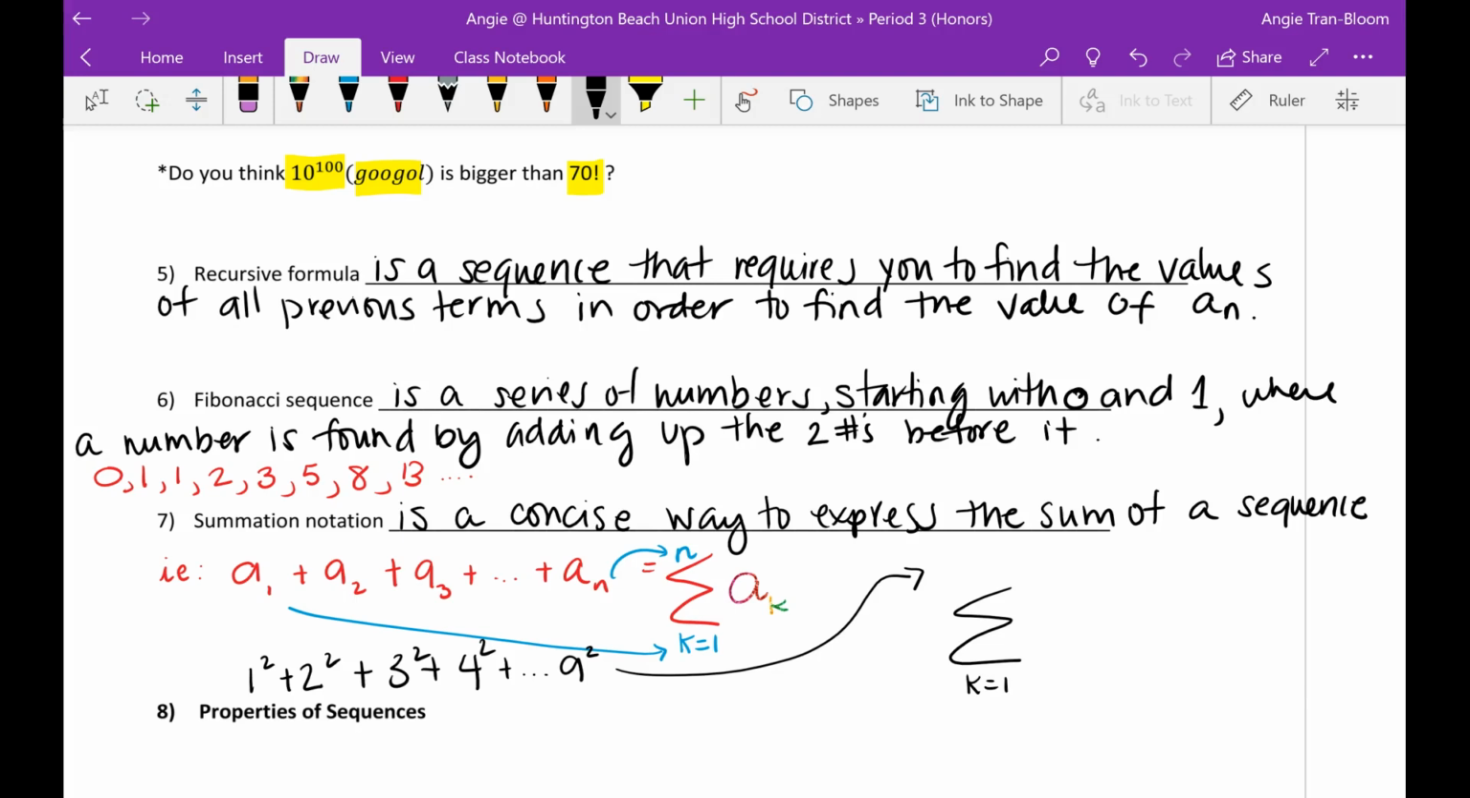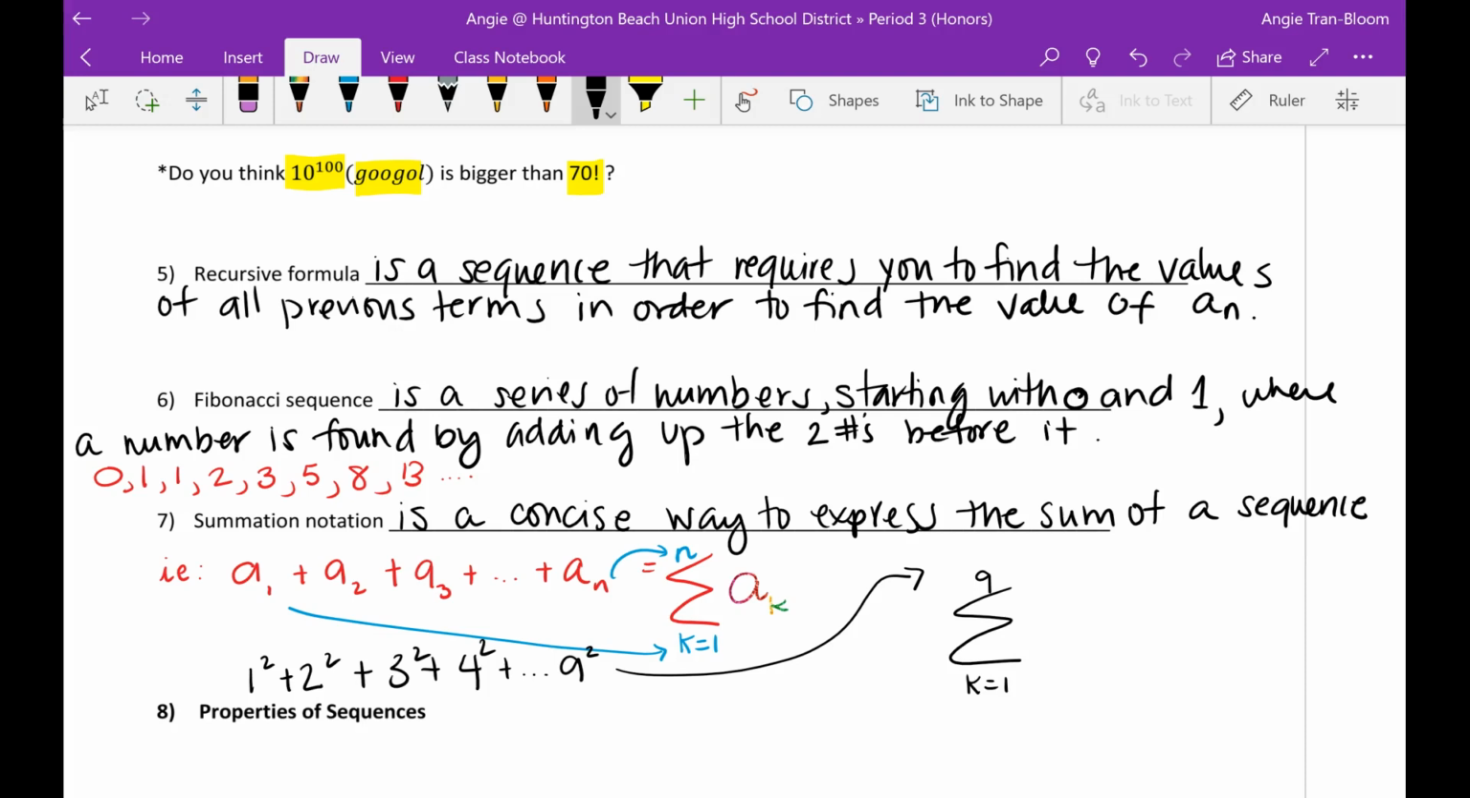No, k doesn't always have to be 1. k can be 0. k can start at a different number. When k is 1, that's my beginning value. Now, where do we end? We end at 9. So we don't have n on the top because now we know where we end. The last number is 9.